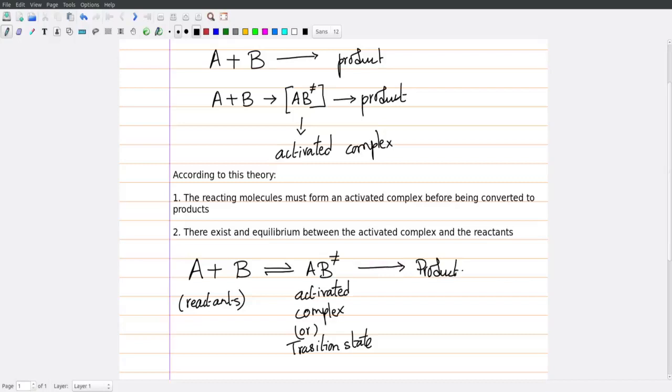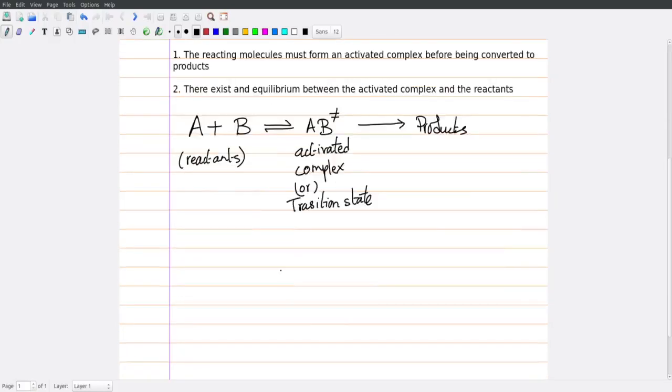Now please note that once this transition state or activated complex is formed, and once it forms products, there is no chance that the products will again come back and form the activated complex. That is ruled out. That's why you see a single arrow from this activated complex to the product. Once products are formed, they won't revert back to the activated complex. So please note that.